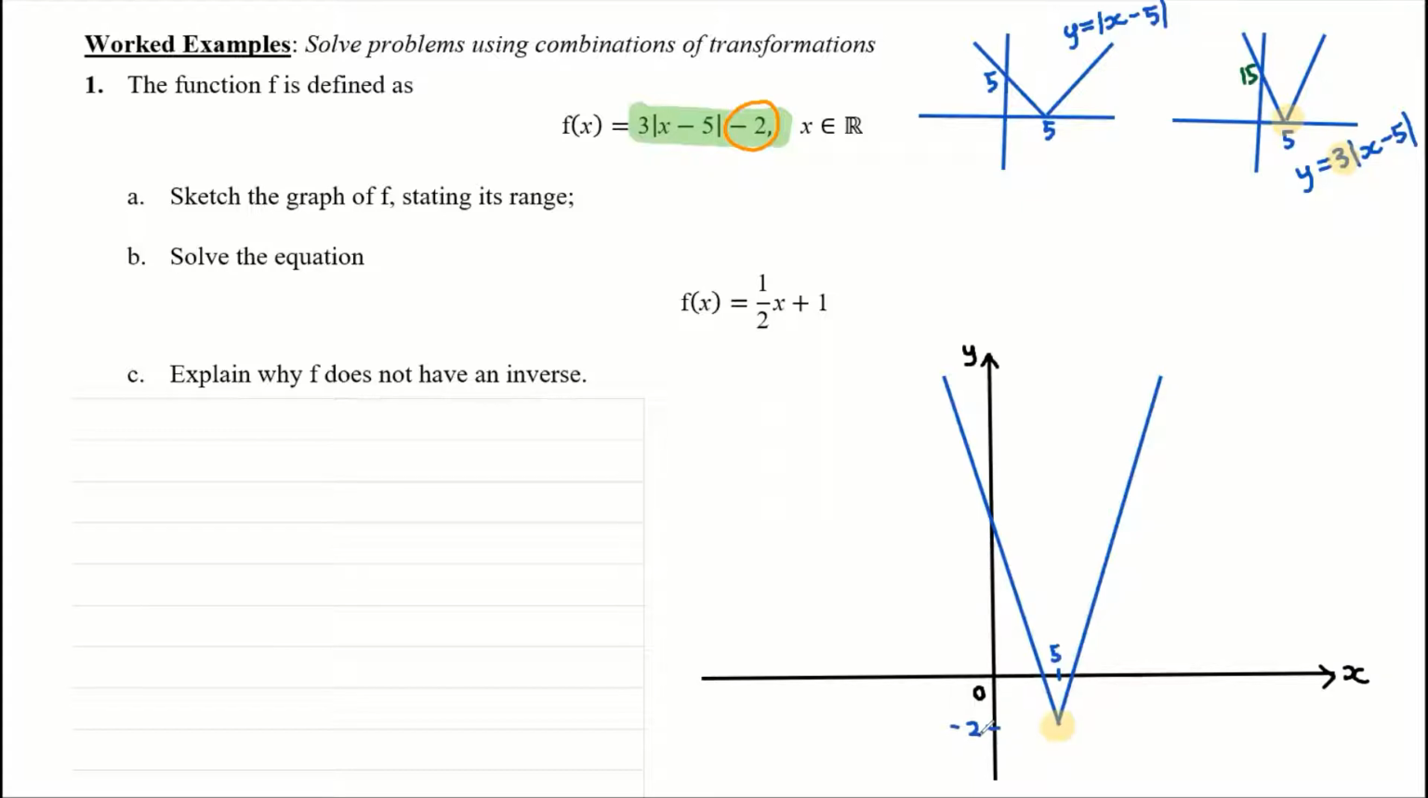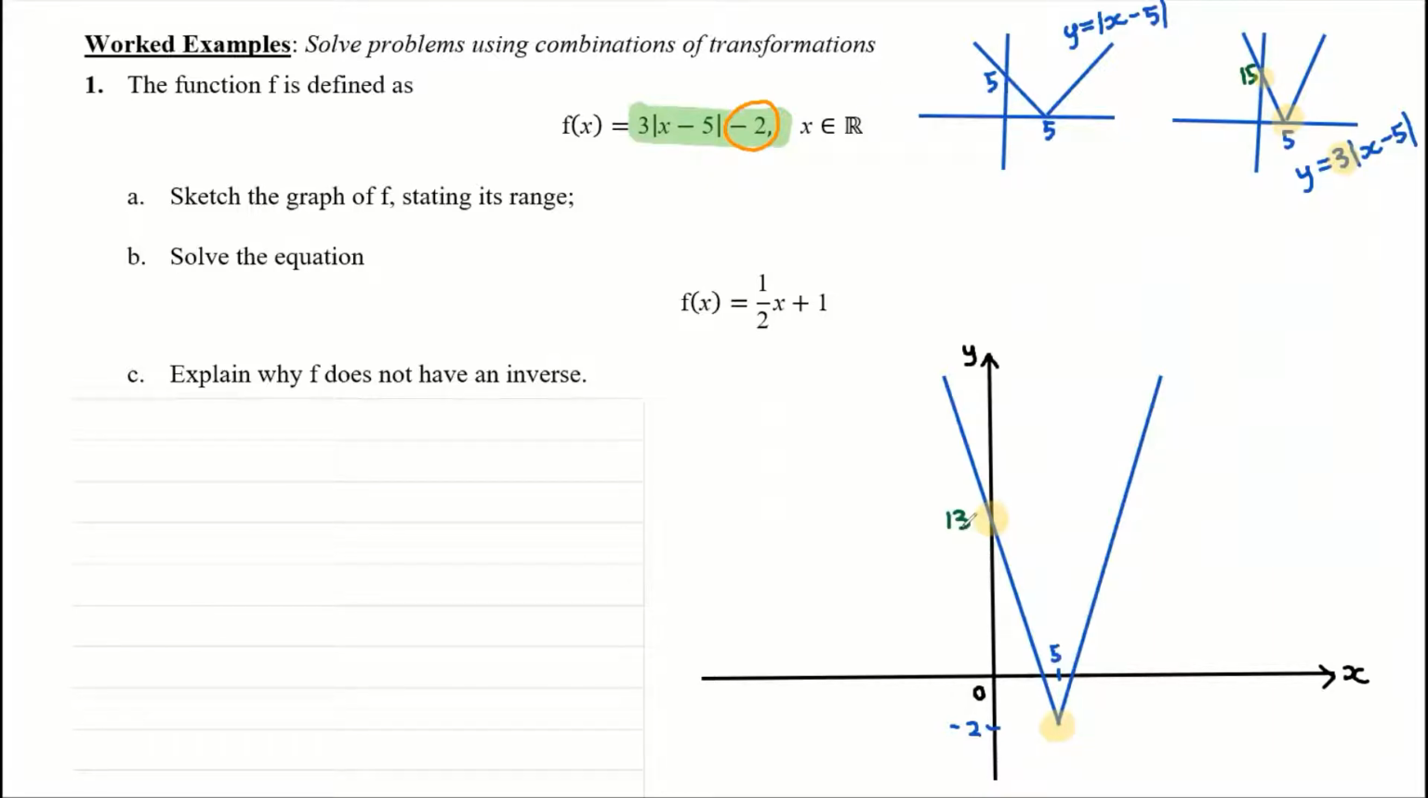I'm not too interested in where the graph crosses the x-axis. We'll leave that for now. But I am quite interested in where the y-intercept will be. So again, going back to our second sketch, we've got a y-intercept at 15. That needs to be reduced by 2 units. So right here, I'm going to put in 13 as my y-intercept.